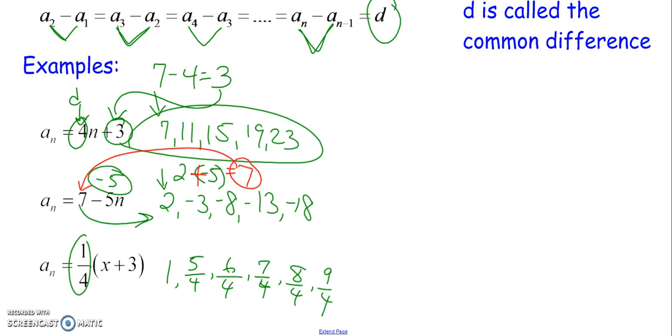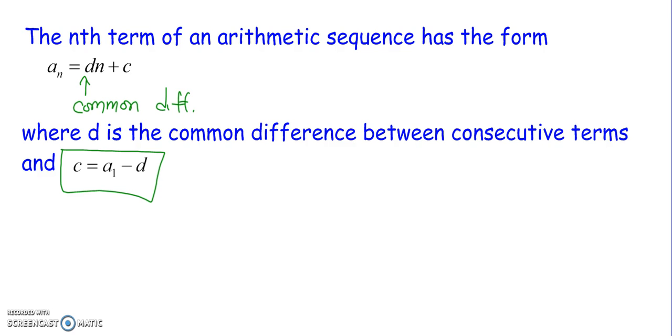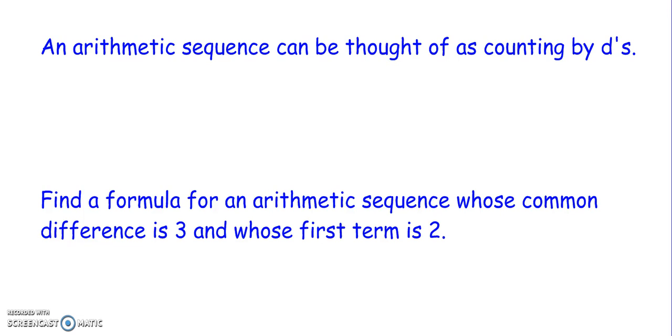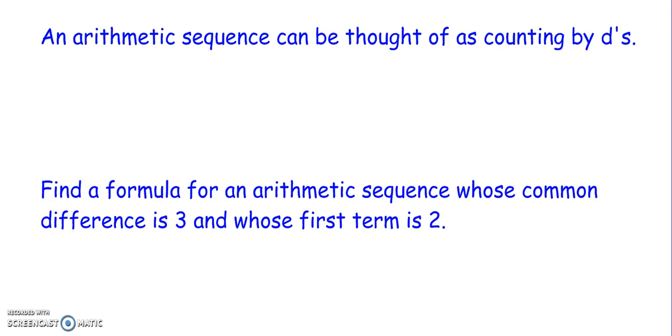Now, this one is not technically in the same form as the other, so you would need to write this as 1/4 x plus 3/4 to get this to work. If you notice, the first term, 1, minus the common difference, that would be 3/4, and that would be part of this formula right here. So that's how we can calculate c. Arithmetic sequences are essentially going up by or going down by, whether it's going up by 5s or 2s or negative 6s, whatever. It's always moving by d, either increasing or decreasing.